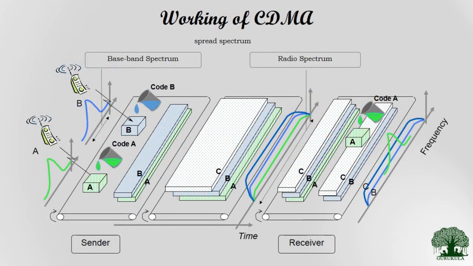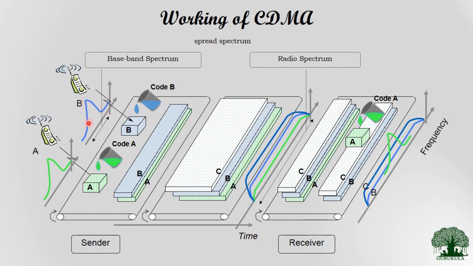So this is the basic working principle of CDMA, where this particular diagram will help us understand what actually happens in CDMA transmission. Let us consider that this is the transmitter side, and there are two users, A and B. A will generate messages, which will be narrowband signals, represented in green, and then B will also generate its own messages, which will be another narrowband signal, represented in blue.